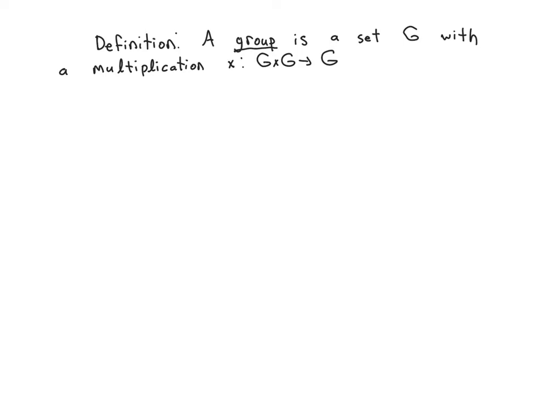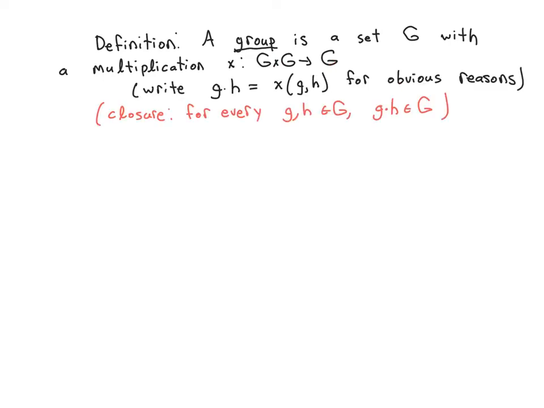So here it is, the topic of your nightmares for the next several weeks: a group. A group is just a set G with a multiplication, which is a function from the Cartesian product of the group with itself to the group. In other words, given two ordered pairs, you get a new element in the set. So for any pair g, h, you have some sort of times of g, h.